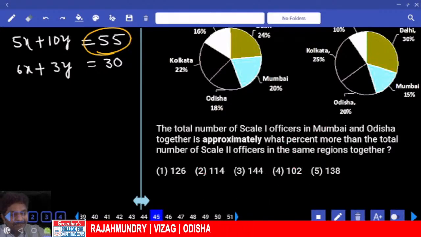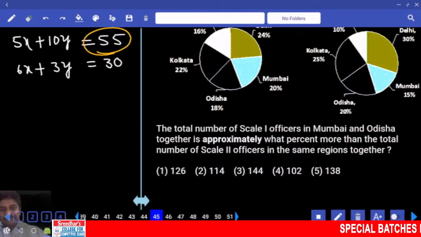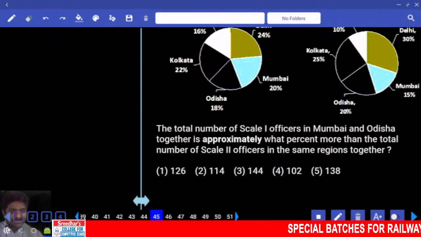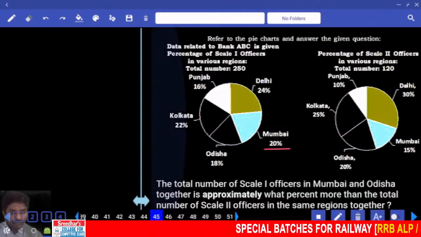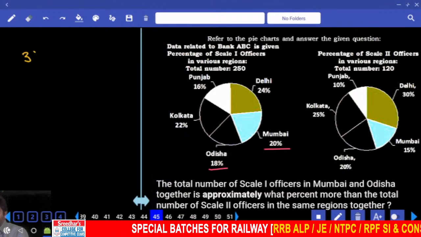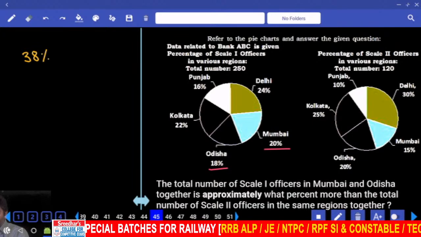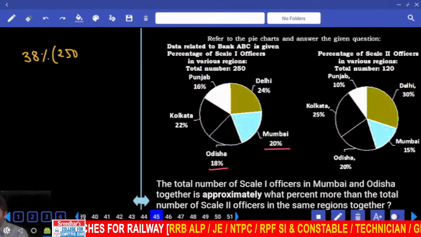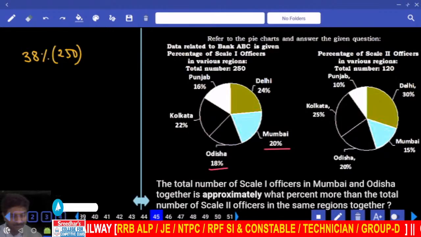Total number of scale 1 officers in Mumbai, Odisha together is approximately what percent more than total number of scale 2 officers in the same region? Okay. Mumbai and Odisha scale 1. 38% calculated on 250. This will give you total.